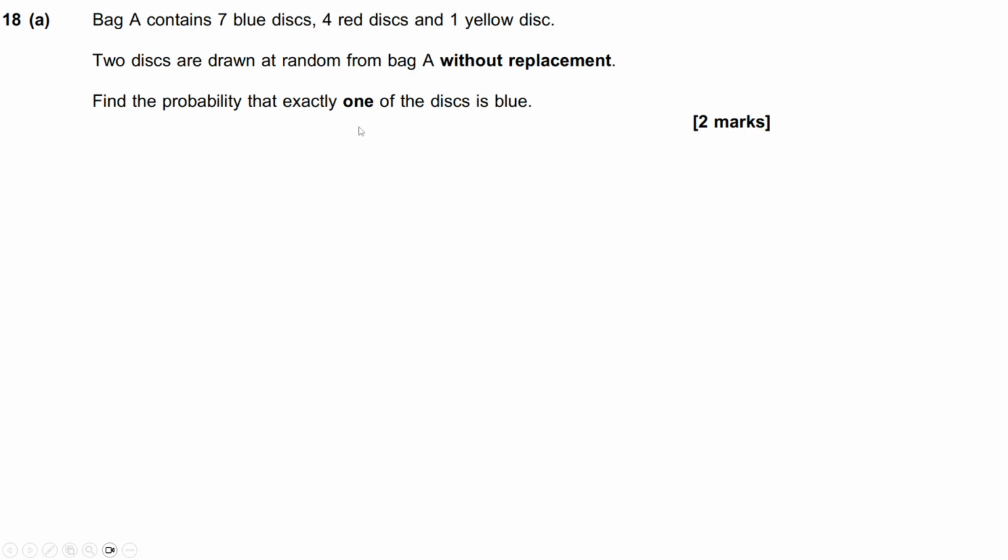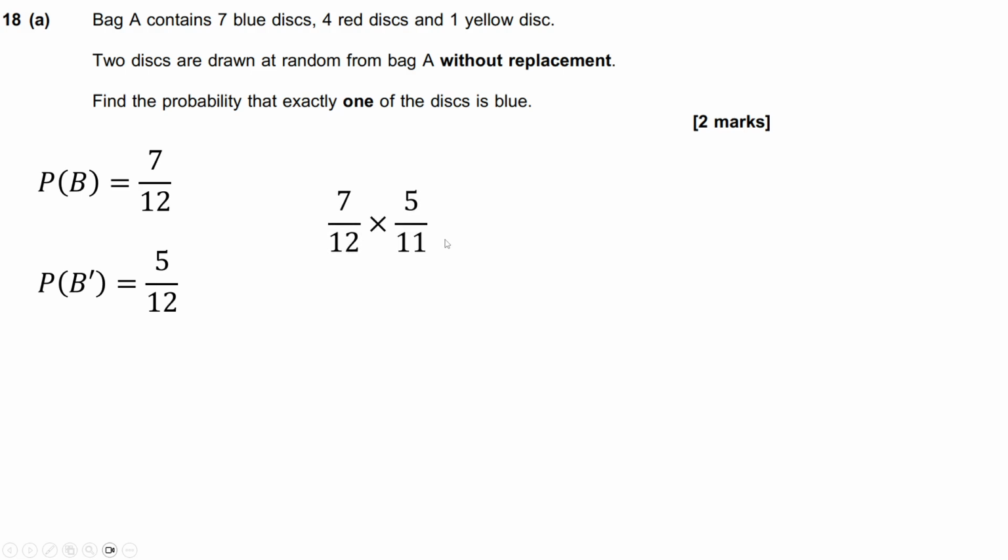Find the probability that exactly one of the discs is blue. The probability of getting blue is 7 out of 12, and the probability of not getting a blue is 5 over 12. So you could get blue the first time and not blue the second time, while decreasing the bottom number by 1, because if you've taken 1 out, the total number in the bag decreases by 1. This equals 35 over 132.